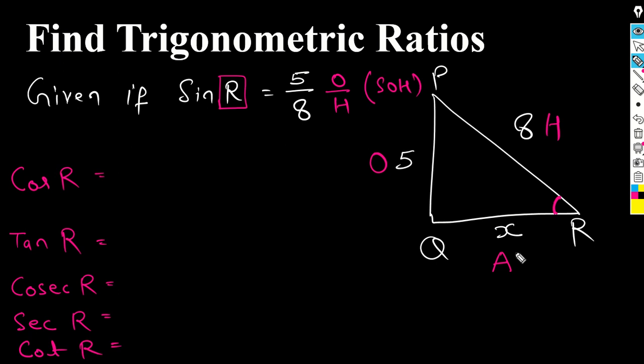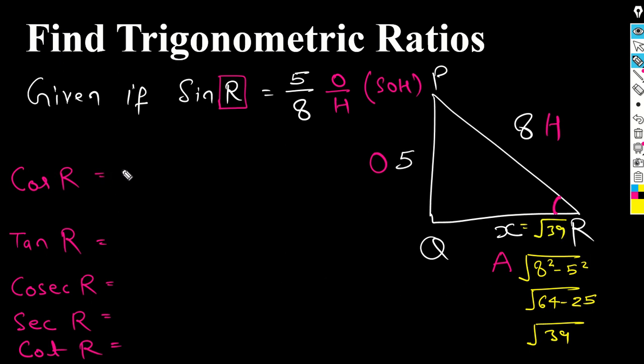Because adjacent we don't know. To find that, we will do square root of 8 square minus 5 square. That will give you square root of 64 minus 25. This is square root of 39. So x is equal to square root of 39.